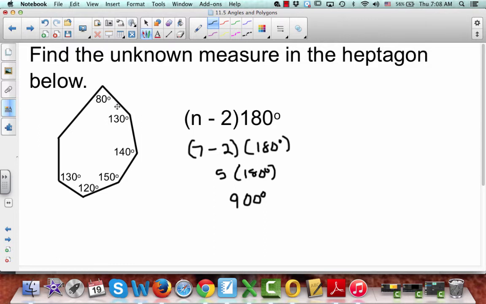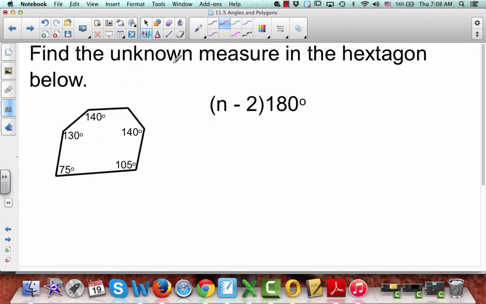Now let's come over here and add these up. We've got 80 plus 130 is 210, plus 140 is 350, plus 150 is 500, 620, 750. So we've got a total of 750 degrees. We subtract that, and we've got 150 left over. So that means that this one will be 150 degrees.